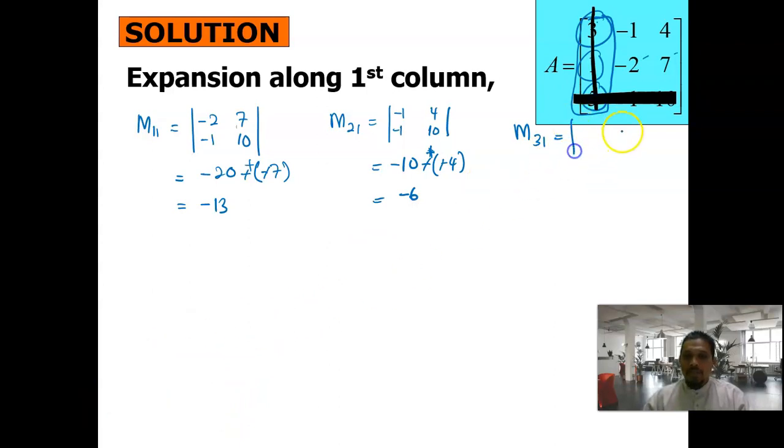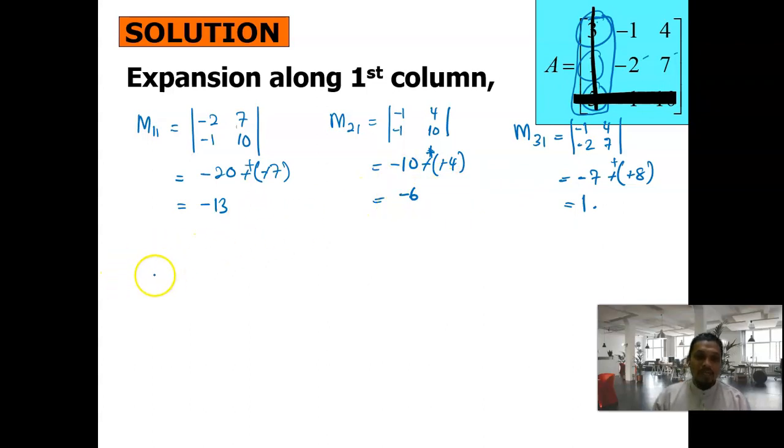Okay, so what's left here now? We got negative 1, 4, negative 2, 7. Negative 1 times 7 equal to negative 7 minus 4 times negative 2 equal to negative 8. Negative times negative become positive, so negative 7 plus 8 equal to 1. Okay, so we got negative 13, negative 20 plus 7, negative 10 plus 4, and negative 7 plus 8.